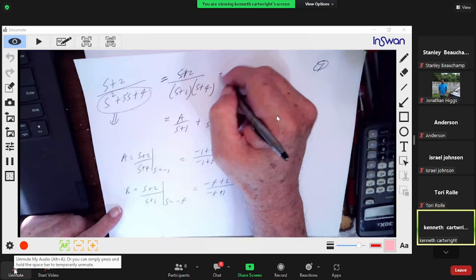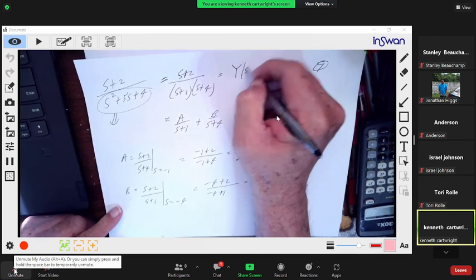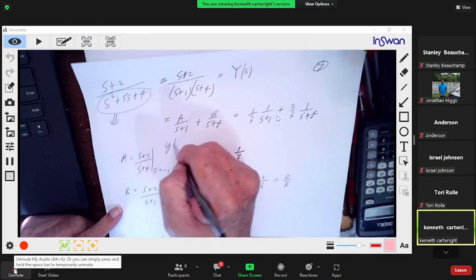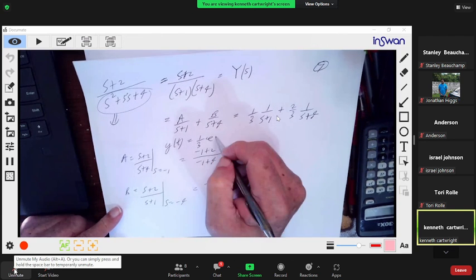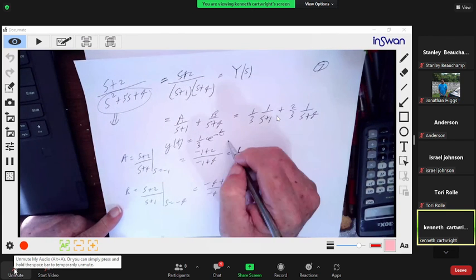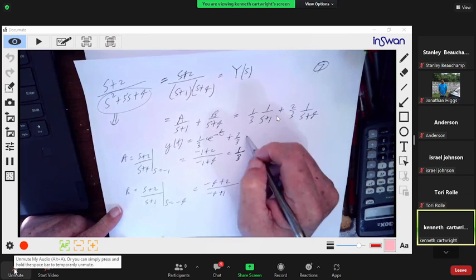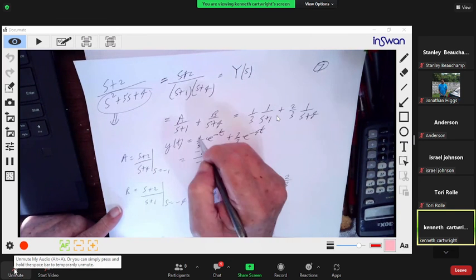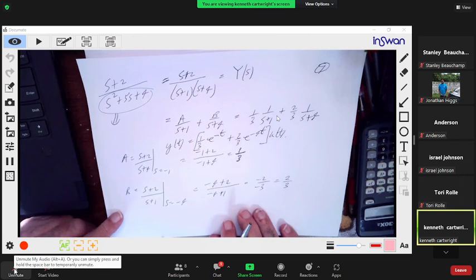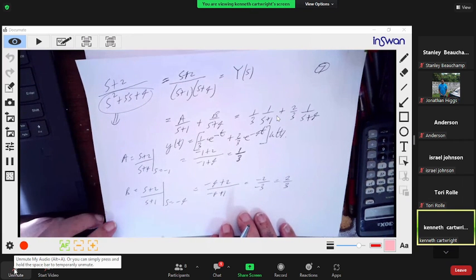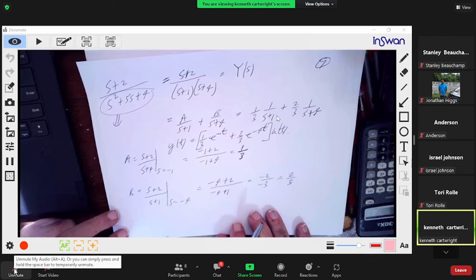And if I call this Y of S, then Y of t will be a third e to the minus t plus 2/3 e to the minus 4t, all that multiplied by u of t. Any questions about that?